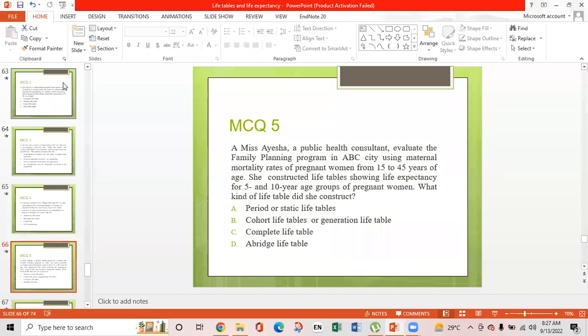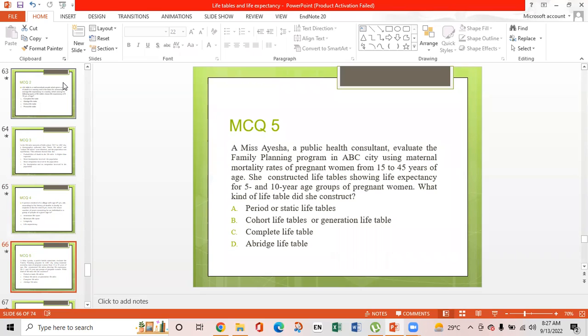Fifth MCQ: Miss Aisha, a public health consultant, evaluates the family planning program in ABC city using maternal mortality rates of pregnant women from 15 to 45 years of age. She constructed life tables showing life expectancy for a 5 or 10 age group of pregnant women. What kind of life tables did she construct? Option A, period or static life table. Option B, cohort life table. Option C, complete life table. And option D, average life table.